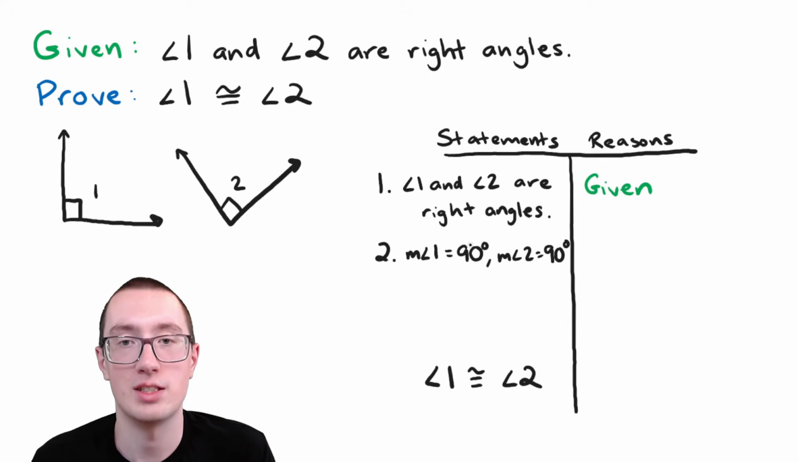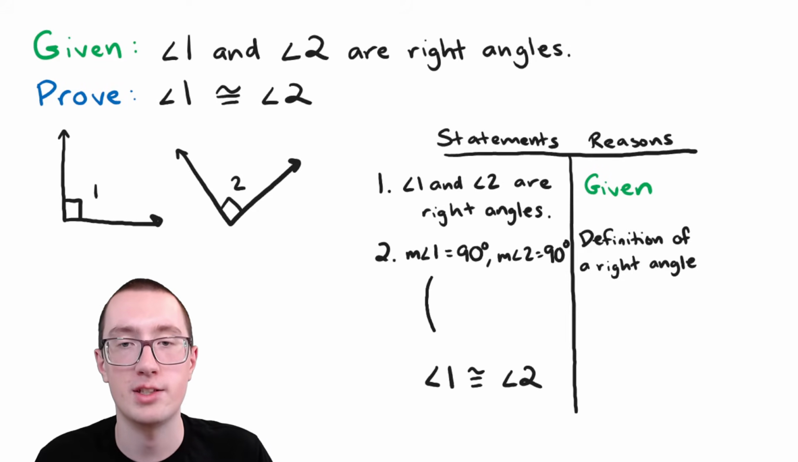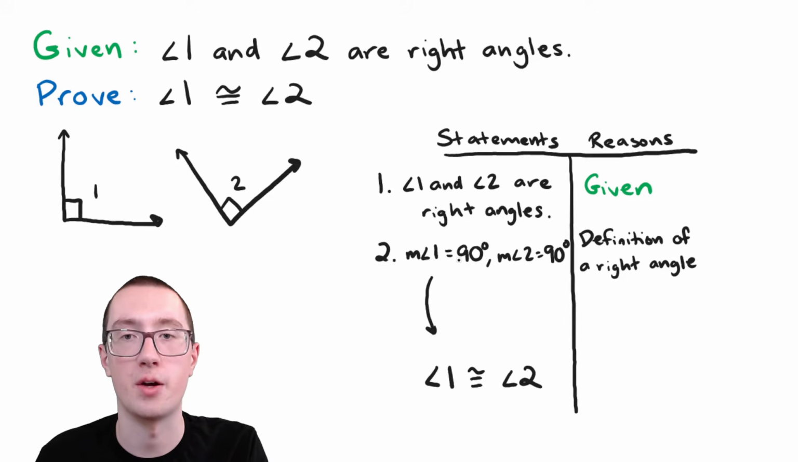A right angle means that it's 90 degrees. So on the right, we're going to put that it's the definition of a right angle. Now, you might be tempted to just skip over to the next step and say, well, see, angle 1 is 90, angle 2 is 90. That means they're congruent because they're the same amount of degrees. But actually, that's skipping a step.